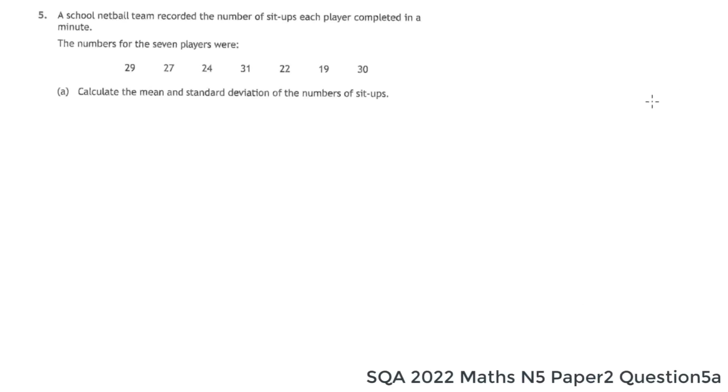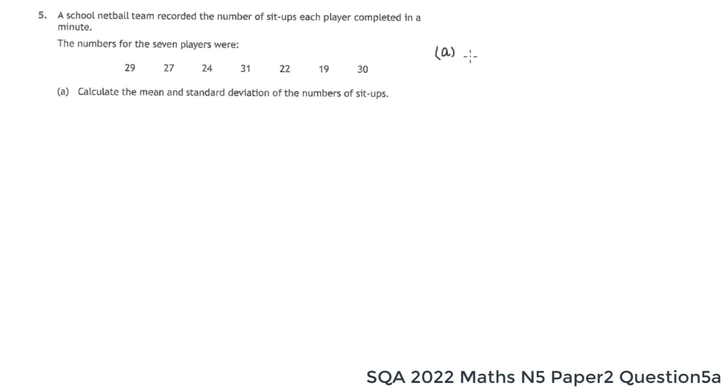So here we have question 5, school netball team, and they're doing sit-ups, 7 players, and they record the number of sit-ups they do in a minute, and that's where we've got these 7 numbers from. There's 7 data points in this statistics question. And we're asked to calculate the mean and the standard deviation for these 7 data points. So let's first of all start with the mean.